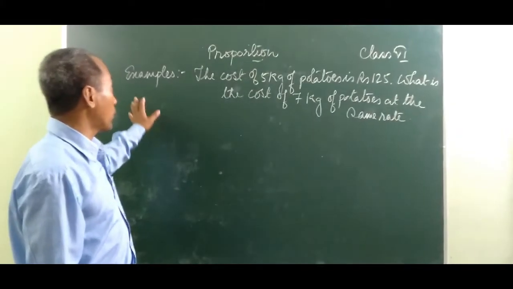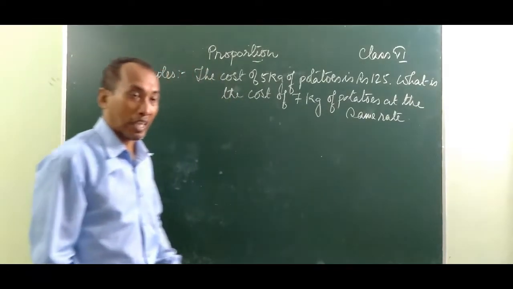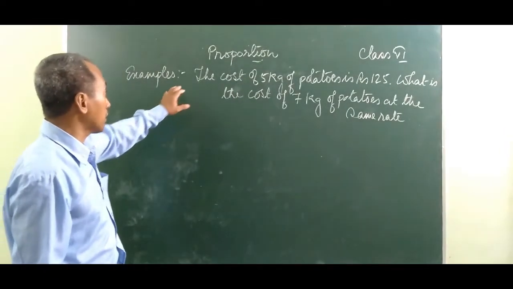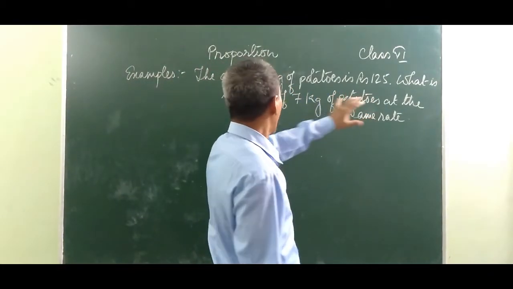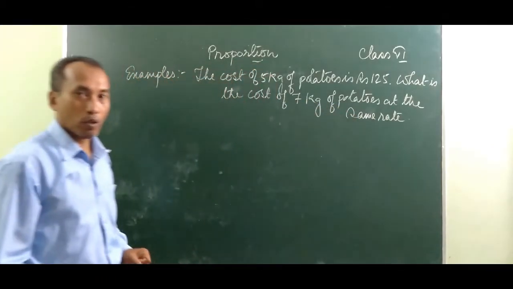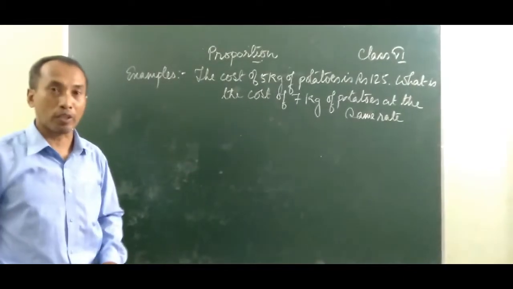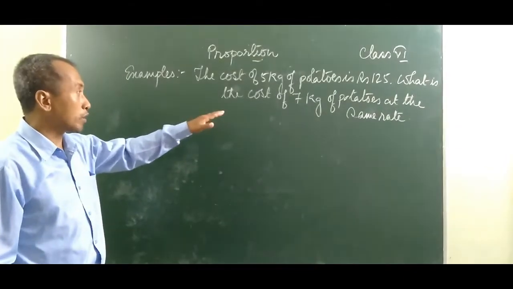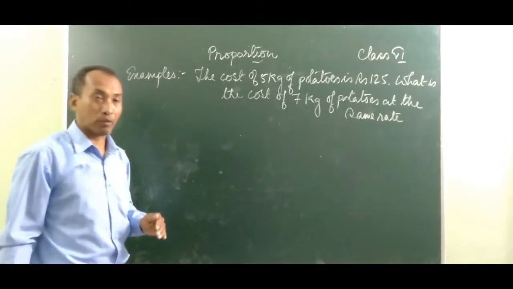Let us take some more examples of how to apply proportion in our day-to-day life. So here is one question. The cost of 5 kg of potatoes is rupees 125. What is the cost of 7 kg of potatoes at the same rate? So without applying the unitary method, by applying the proportion method, we can find out the cost of 7 kg of potatoes. This is how we apply it in our day-to-day life.